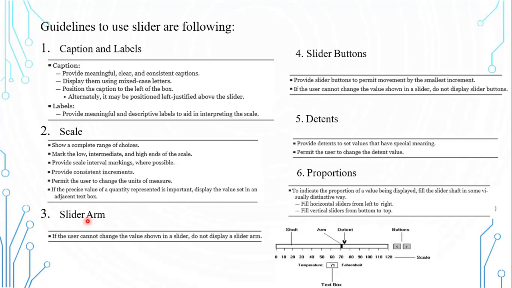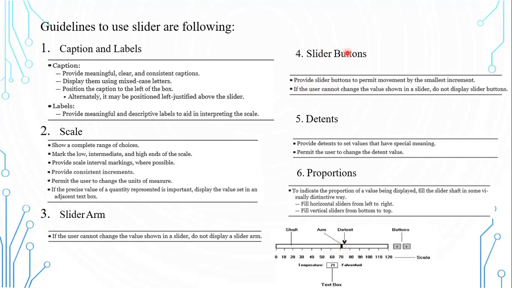Next, slider arm. If the user cannot change the value shown in the slider, do not display a slider arm. Okay, so slider arm is this arm. You may have a line like structure on the slider. That's the arm you are going to have.